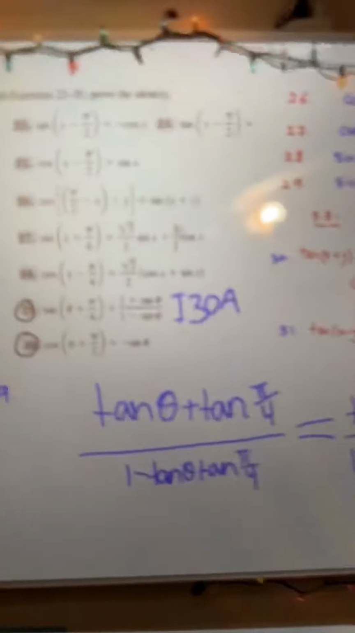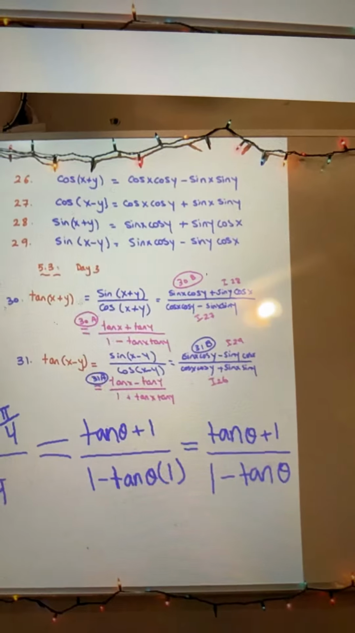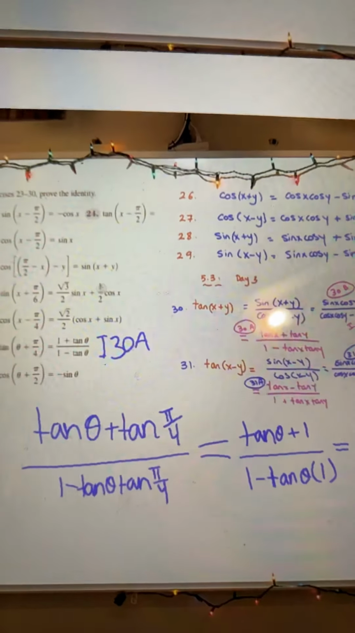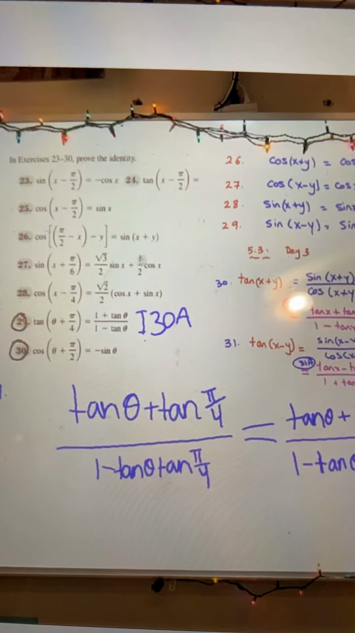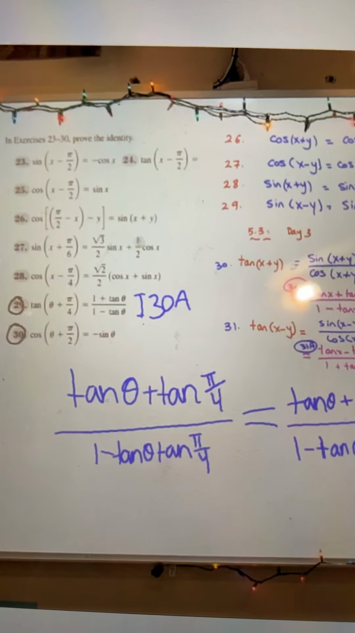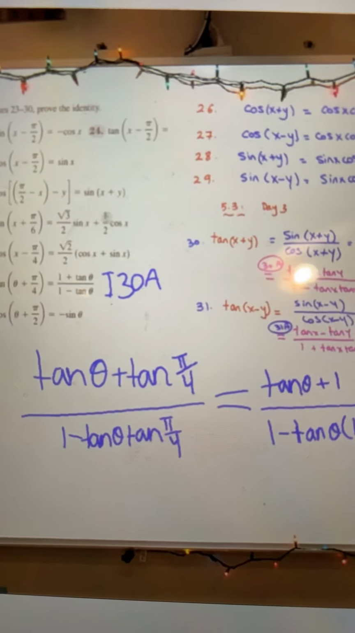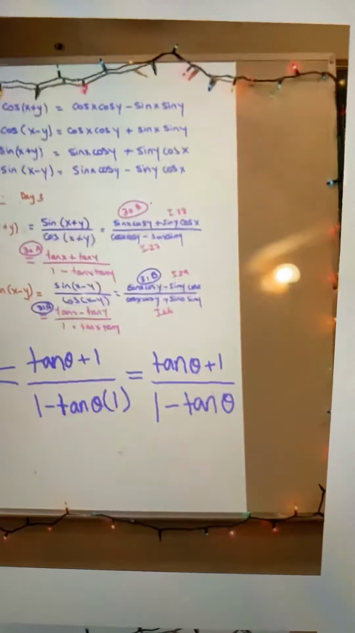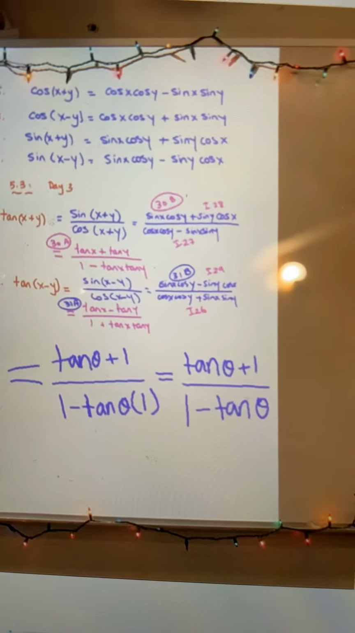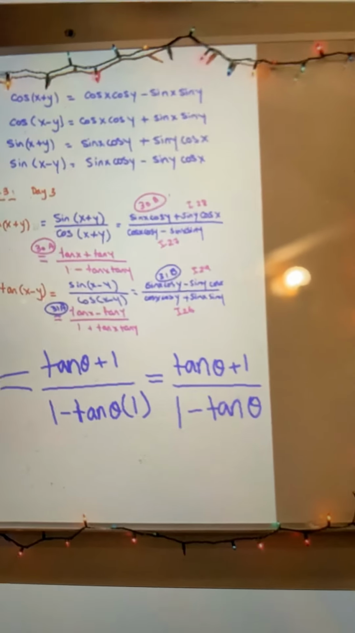So I need to get to, not sure why it's so blurry today, 1 plus tan theta and 1 minus tan theta. So what I do is I have to use the identity. It's tan of theta plus tan of pi over 4 over 1 minus tan theta, tan of pi over 4, and I did apply the 30A. But we all know tan of pi over 4 is 1, which makes it 1 plus tan of theta on top, and 1 multiplied by tan of theta, that is just tan of theta.